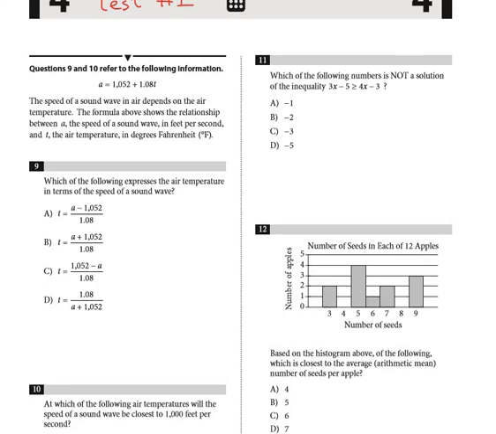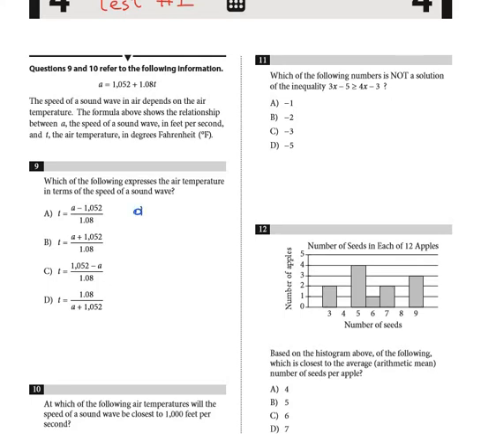Question number 9. The speed of a sound wave in air depends on the air temperature. The formula above shows the relationship between a, the speed of sound wave in feet per second, and t, the air temperature in degrees Fahrenheit. Which of the following expresses the air temperature in terms of the speed of a sound wave? So we were given the function and we are going to solve for t.